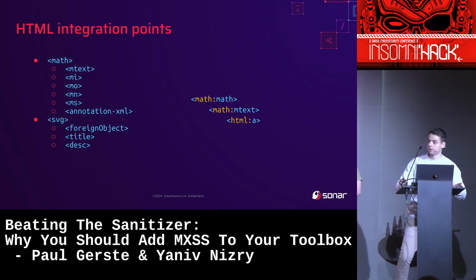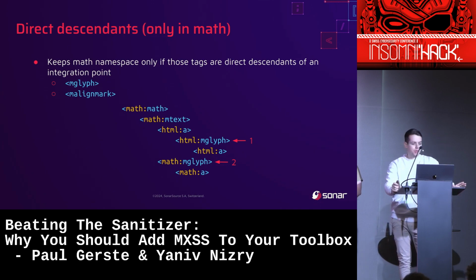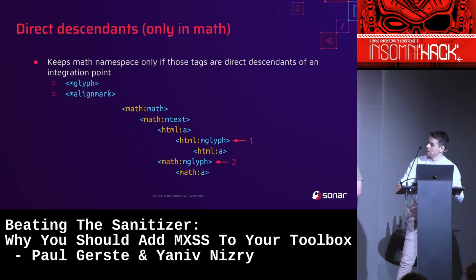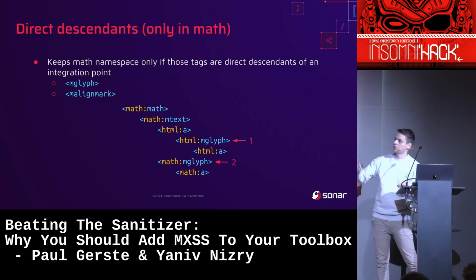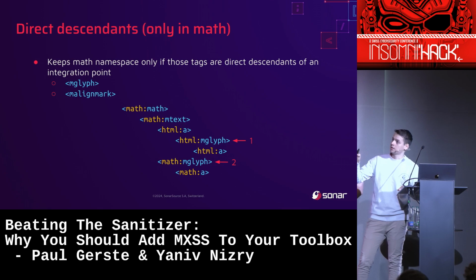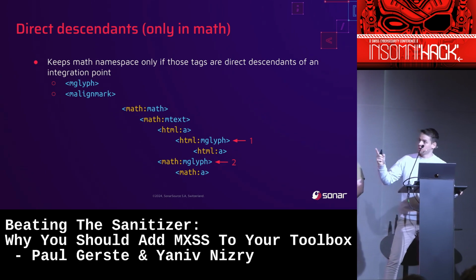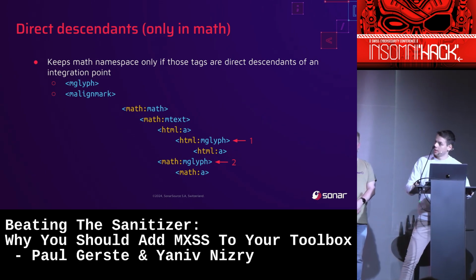Okay. One last quirk, I promise. mglyph and malignmark. Two funny tags that parse in a funny way. We're talking about the math namespace here. Only if we are a direct descendant of an HTML integration point, we will keep the math namespace. So you can see in our example, we have math, and then we have an HTML integration point, mtext, and then we have an A element. The first mglyph is not a direct descendant of the mtext, so it will be in the HTML namespace. But the second one, because it's a direct descendant of the mtext, will keep the math namespace.